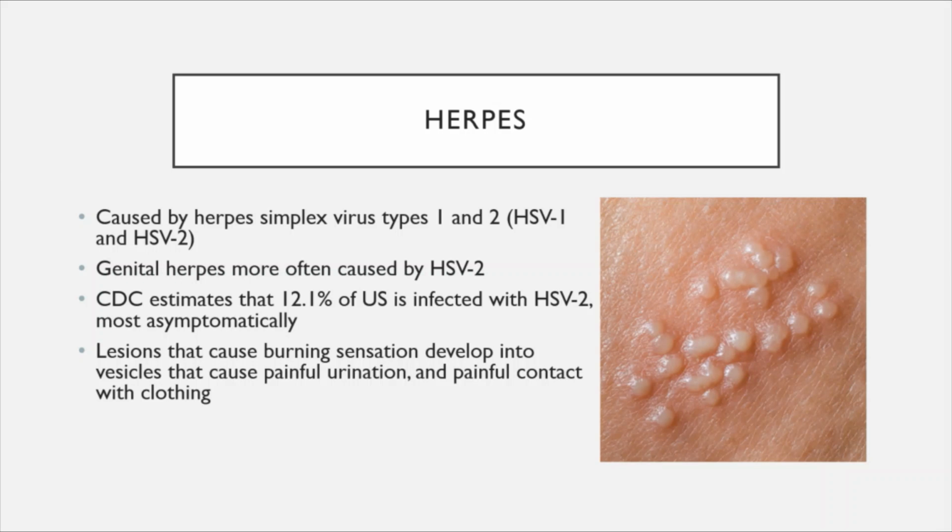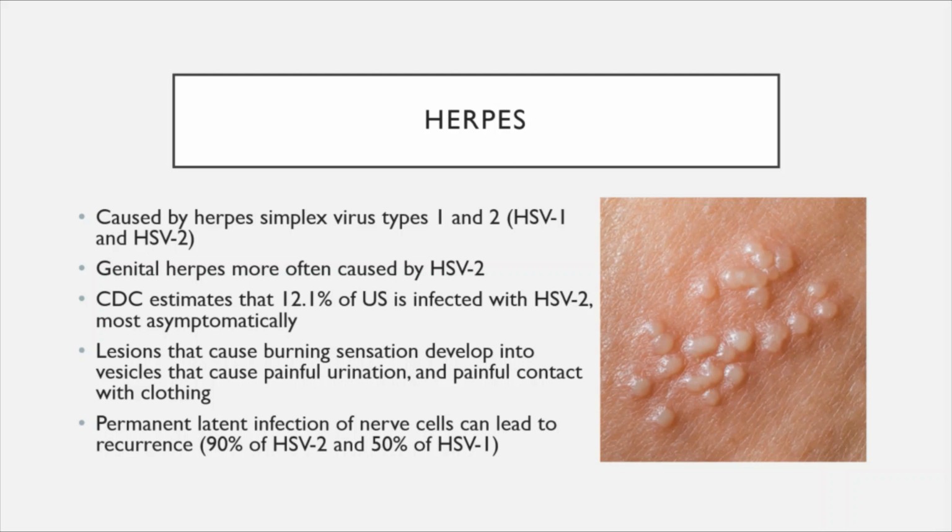Herpes is a disease that causes a permanent latent infection of the nerve cells, and this means that there can be recurring outbreaks of these lesions. 90% of HSV2 infections lead to recurring outbreaks, whereas only 50% of HSV1 infections lead to recurring outbreaks.